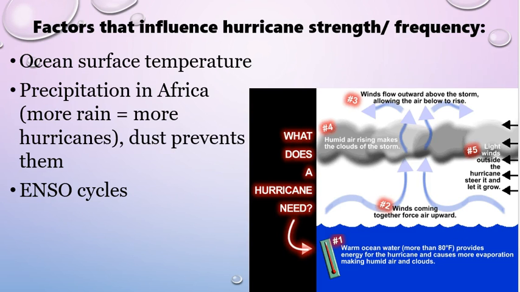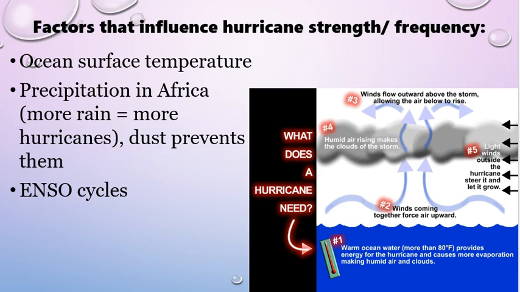So there's a lot of different factors that are going to influence the strength of these hurricanes and also the frequency of the hurricanes. And the number one thing is the surface temperature of the ocean. The warmer the water is, the more evaporation is going to happen naturally, and that's going to create bigger, stronger storms. Also, if it's raining in Africa, that's going to impact how likely we are to get a hurricane.